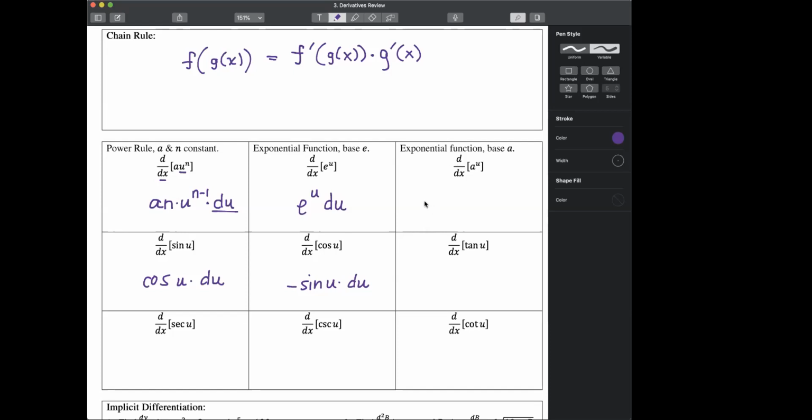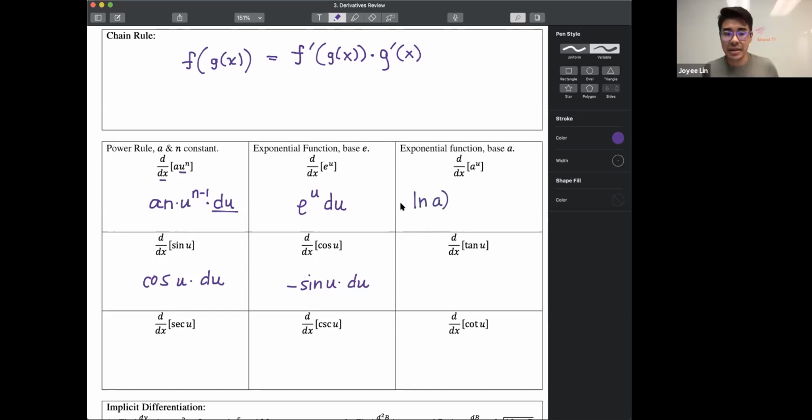So like a^u, du, ln a. Yeah, so I put the ln a in front. ln a, a^u, du, like that.